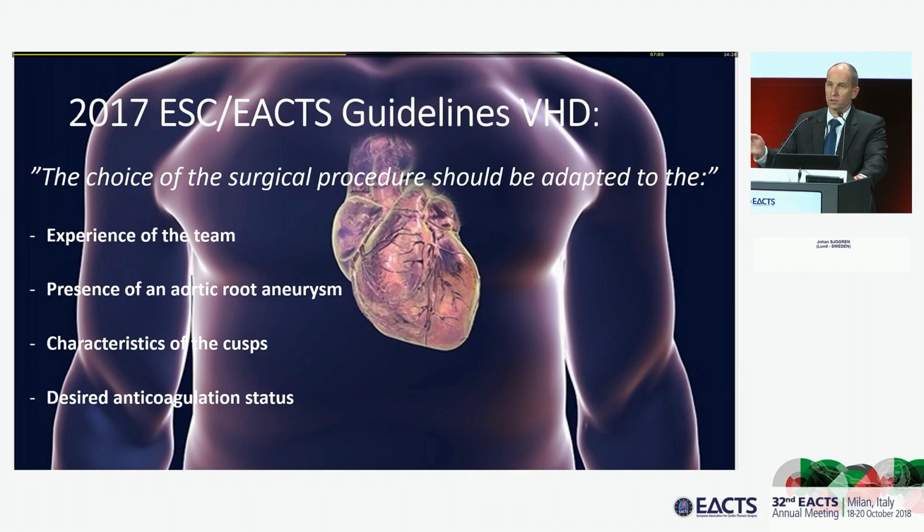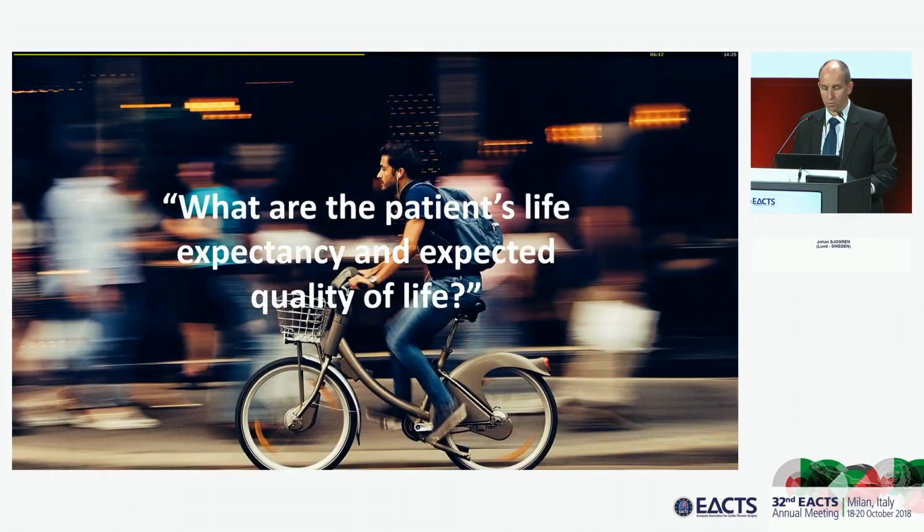Then, of course, look at the anatomy, the root aneurysm and the cusps. Is it suitable? And also, what about the patient's anticoagulation? That could be a very informative variable in this equation. So this is what the guideline says. The guidelines can guide you as a surgeon, but of course, the clinical judgment is very important.